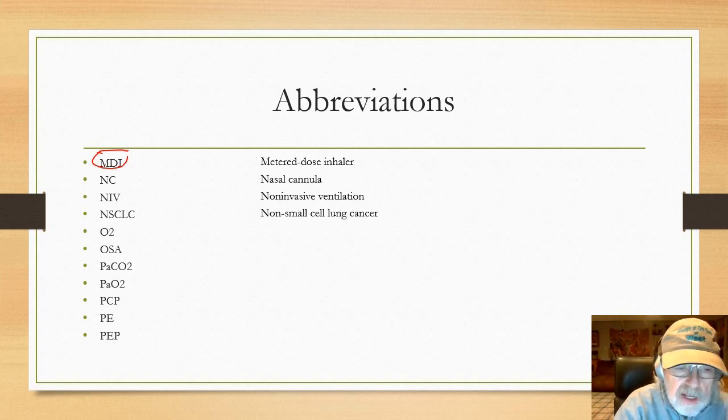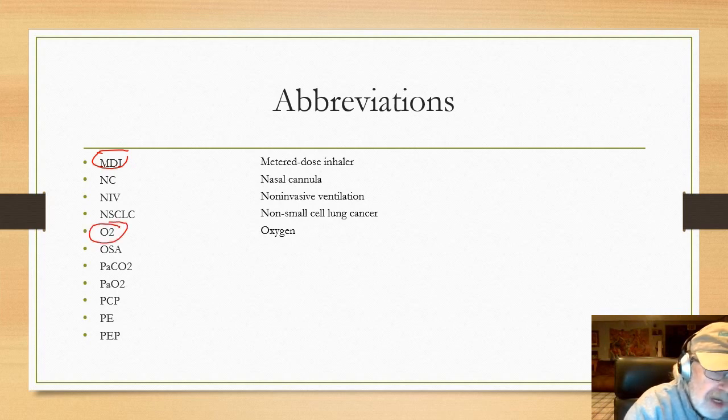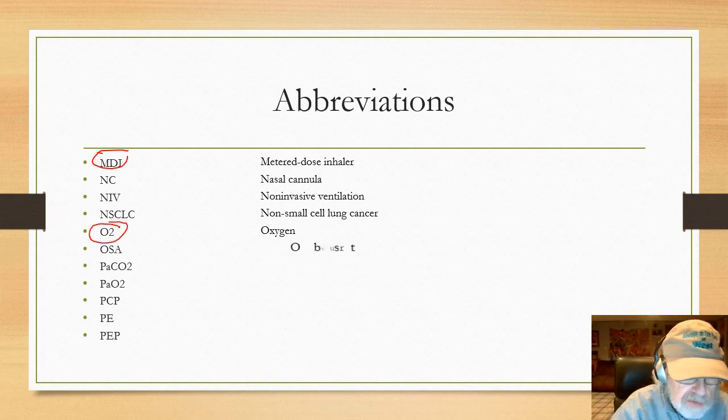And NSCLC, non-small cell lung cancer. They look at small cell lung cancer and non-small cell lung cancer, and that's how they sometimes determine what the survival rate's going to be, by what type of cell it is. O2, you should know. Oxygen, that's a given. Obstructive sleep apnea, that's basically sleep apnea.